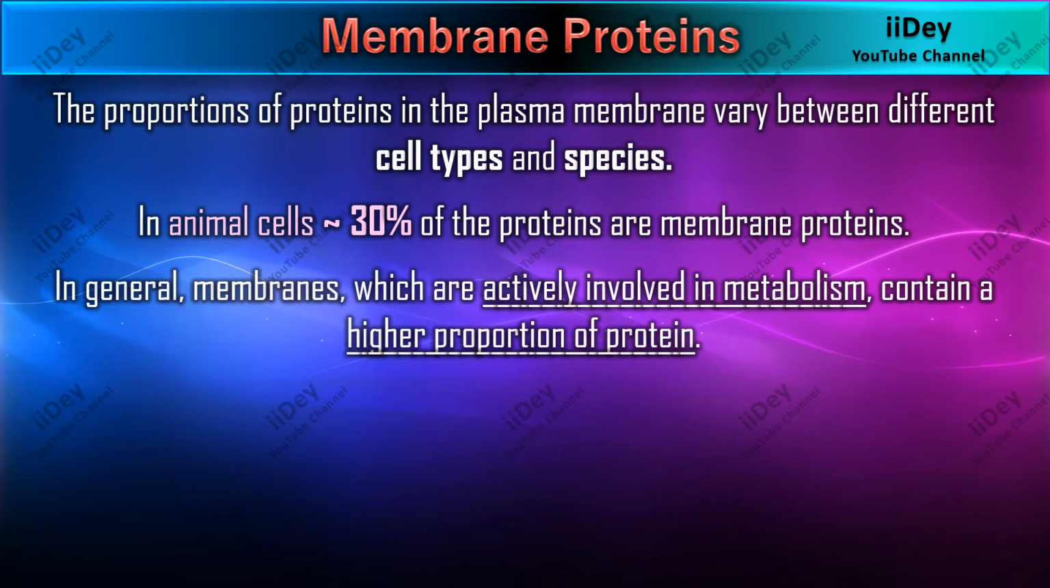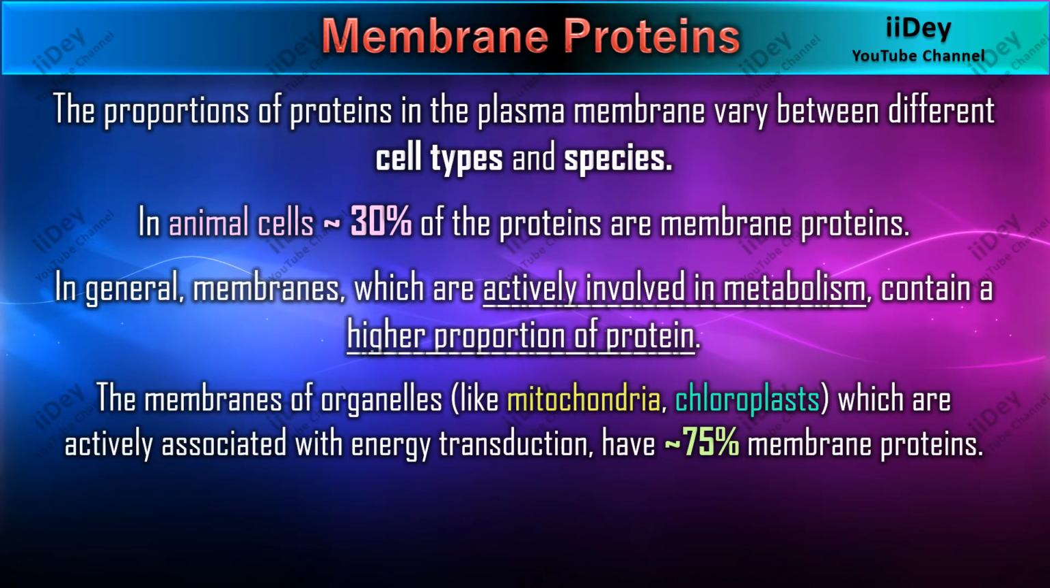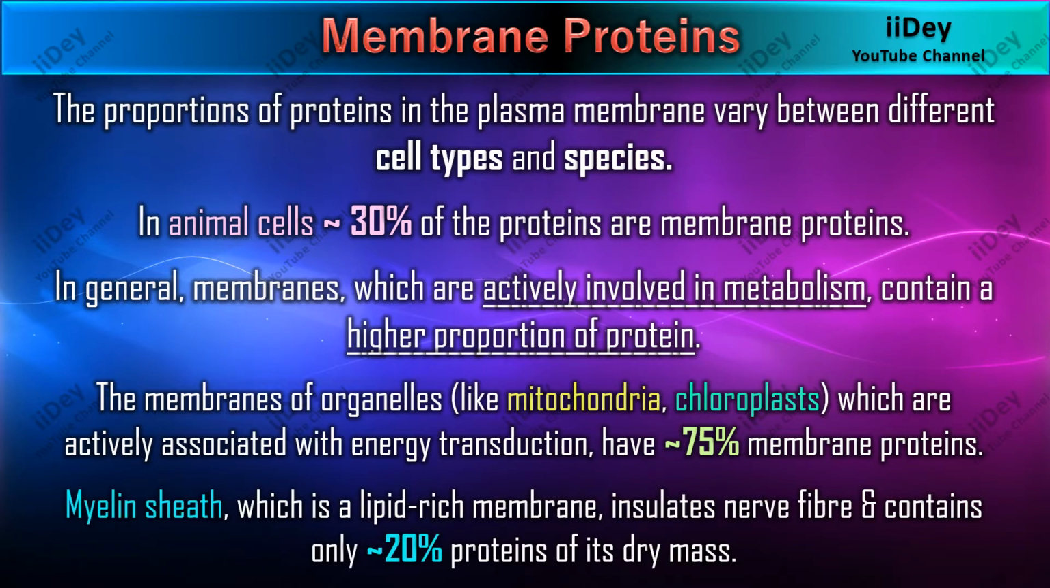In general, membranes which are actively involved in metabolism contain a higher proportion of protein. The membranes of organelles like mitochondria and chloroplast, which are actively associated with energy transduction, have about 75% membrane proteins. Myelin sheath, which is a lipid-rich membrane, insulates nerve fiber, and contains only about 20% proteins of its dry mass.